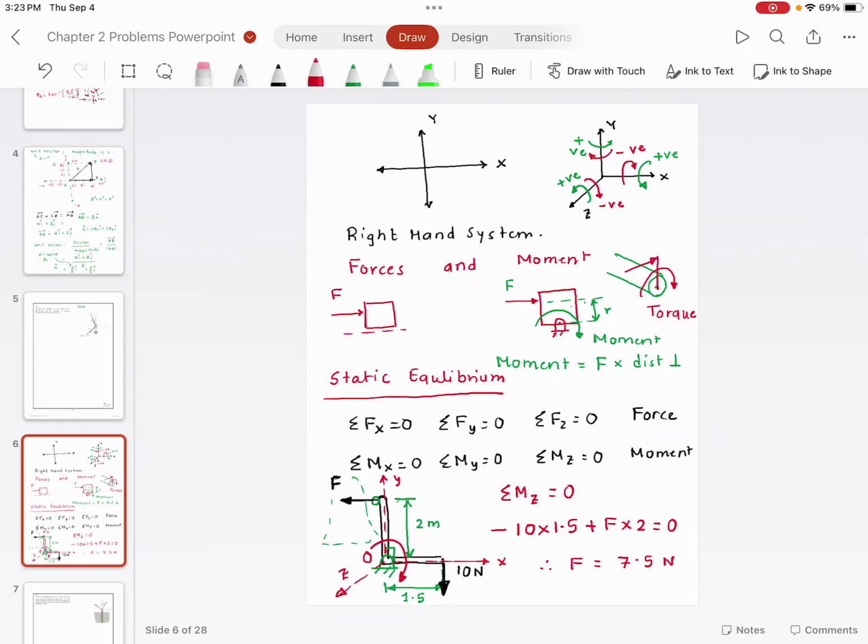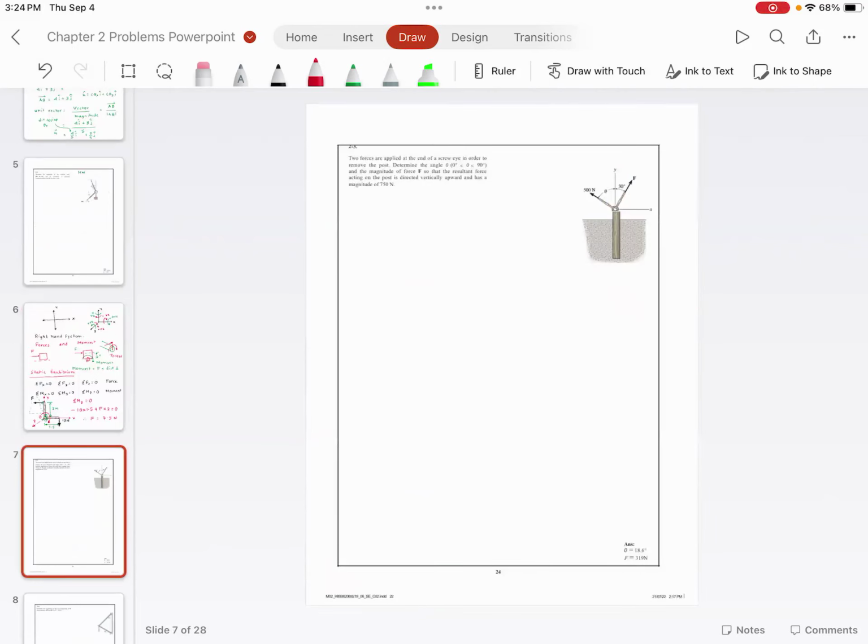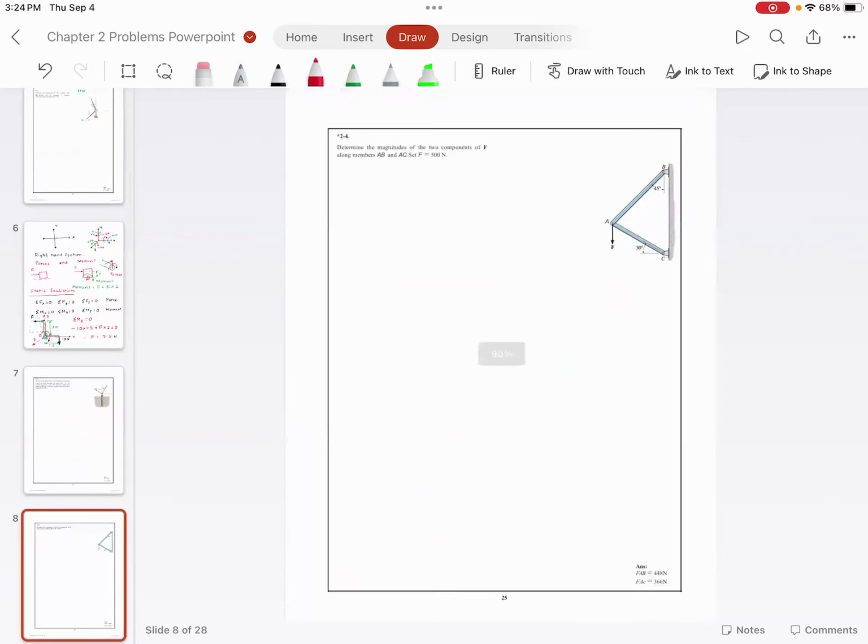So, what we studied today is we looked at the condition of static equilibrium. Summation of forces in x direction is equal to 0, y direction is equal to 0, z direction is equal to 0. Then all the forces are cancelling each other. Summation of moment about x is equal to 0, about y is equal to 0, about z is equal to 0. Even all the moments are cancelling each other. Any questions? Concerns, thoughts, ideas, doubts?